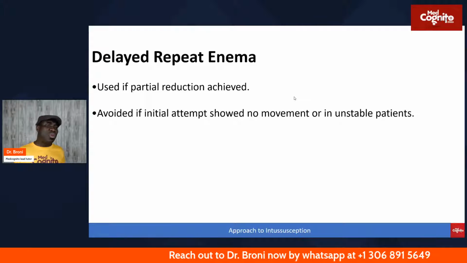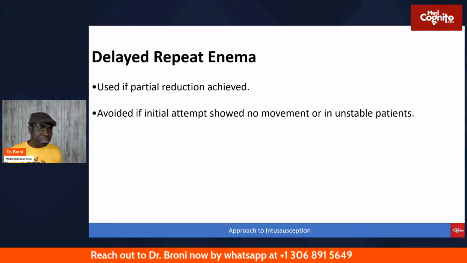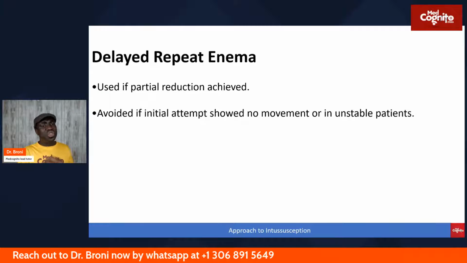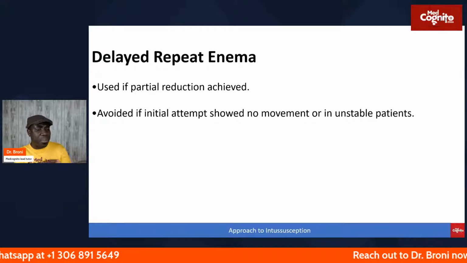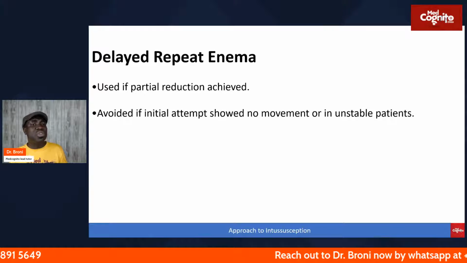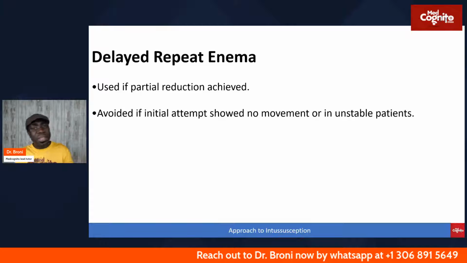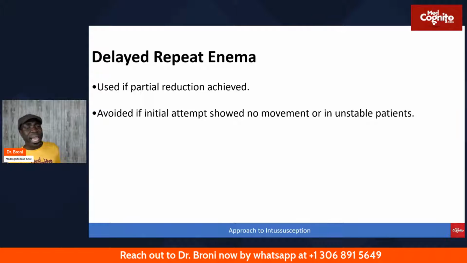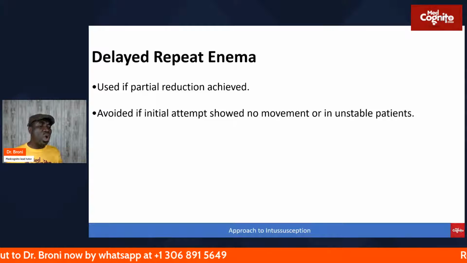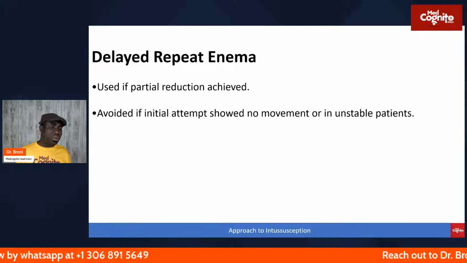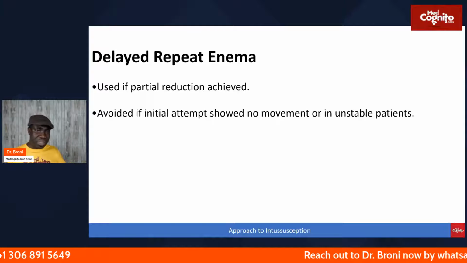Now, there's also what's called delayed repeat enema, which is used if partial reduction is achieved. You try to reduce it and only partial reduction is achieved, then you can repeat the enema again. And you avoid it if the initial attempt showed no movement or if the child is unstable. If the child is unstable, take the child to the operating room.